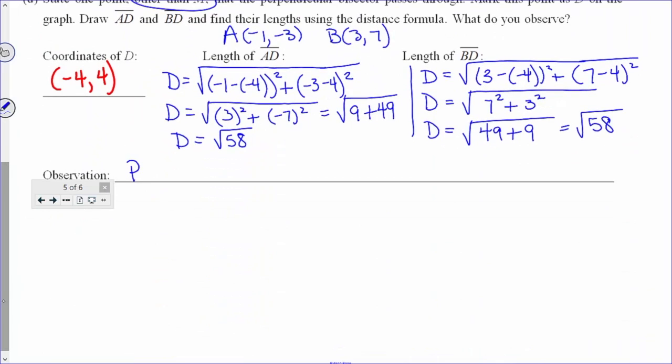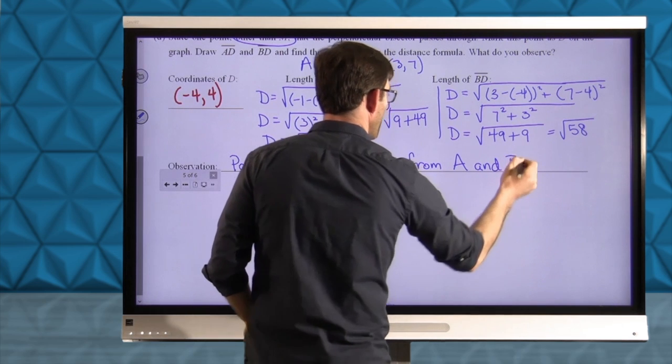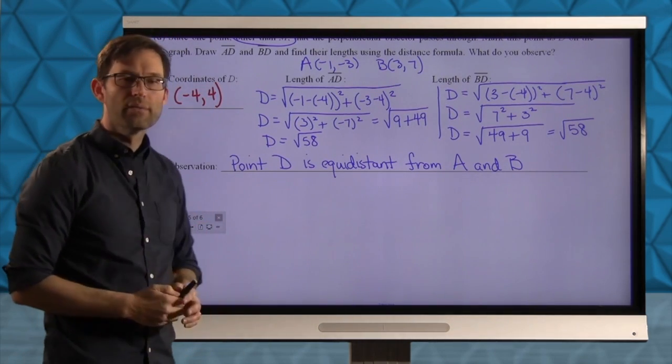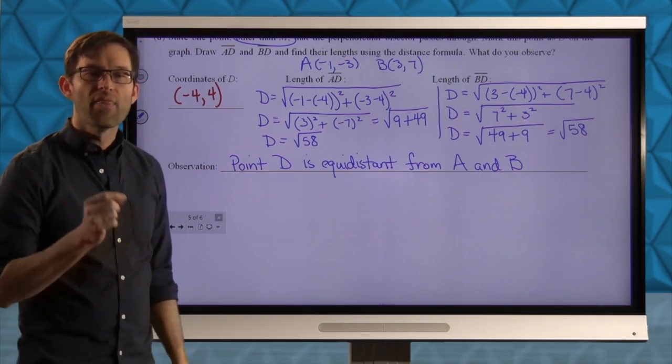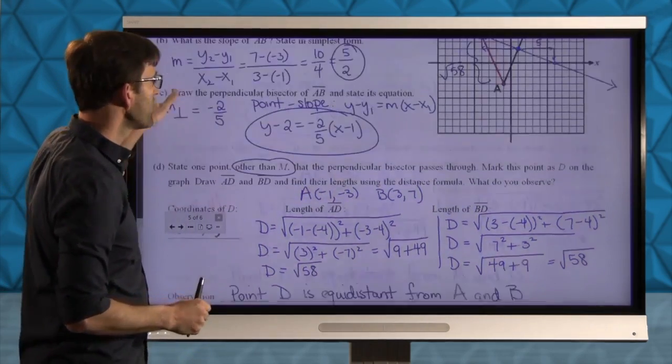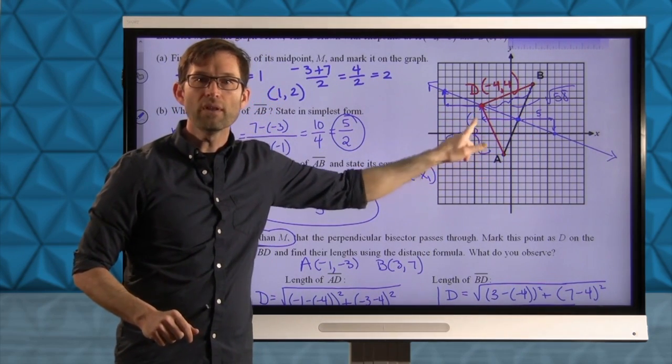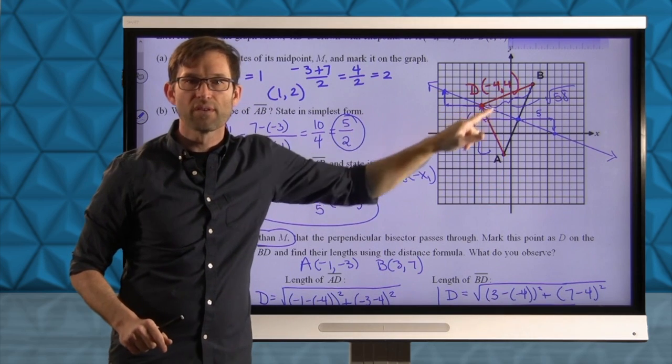is that point D is equidistant from A and B. And I'm hoping that sounds familiar to you, right? Time and time again, we've talked about the fact that any point that lies on the perpendicular bisector of a line segment should be equidistant from the two endpoints of that line segment.